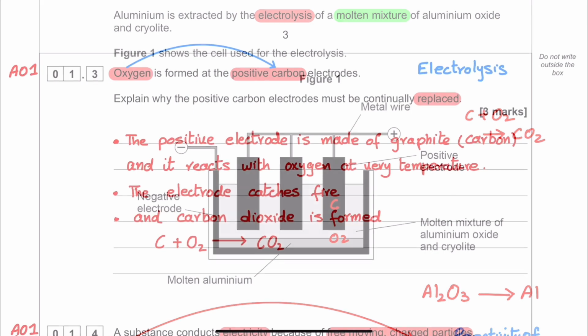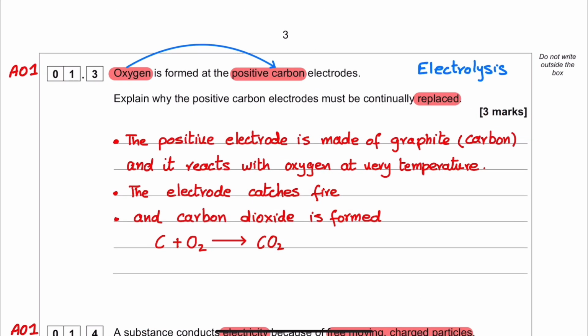Let's see the model answer. The positive electrode is made up of graphite, meaning carbon, and it reacts with oxygen at very high temperature. The electrode catches fire. As a result, carbon dioxide is formed and the equation is given here. A student needs to mention all these 3 points to get 3 marks.